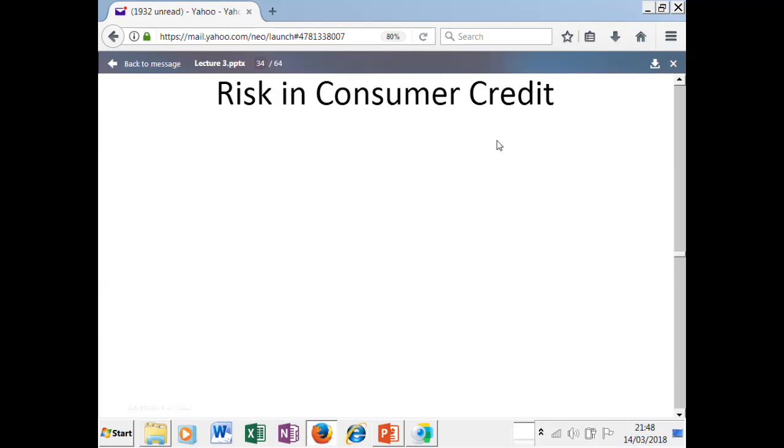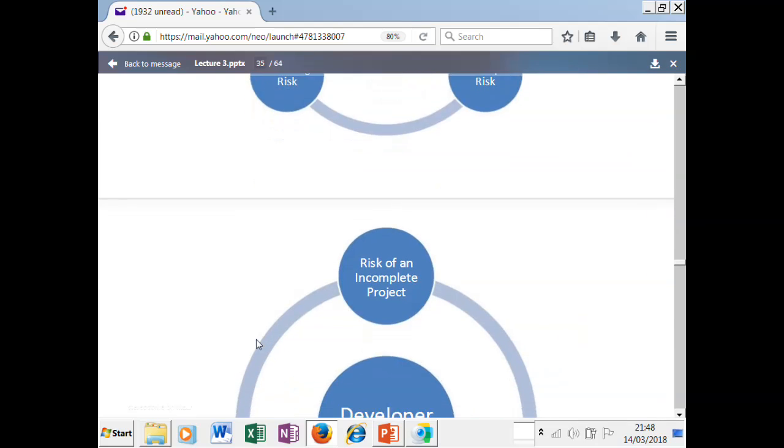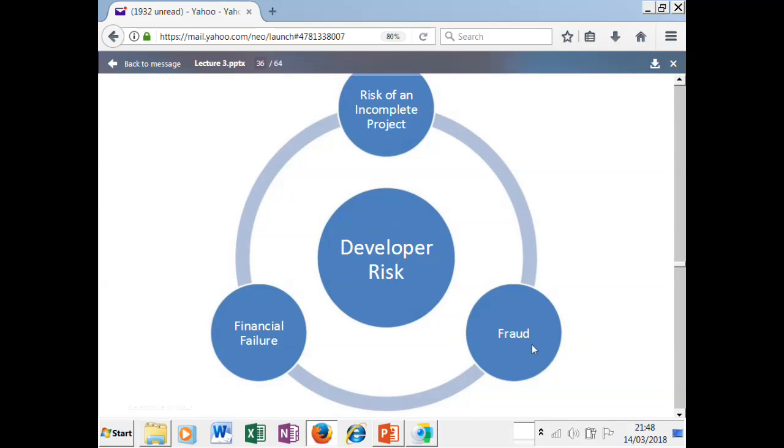Okay, risk in consumer credit. We have credit, developer risk, and also financing risk. Credit risk kalau tak bayar hutang, kan? Developer risk bila developer tak siap bagi perumahan, kan? Financing risk is the finance itself. Okay. Risk of incomplete project. Developer risk, fraud, financial failure.